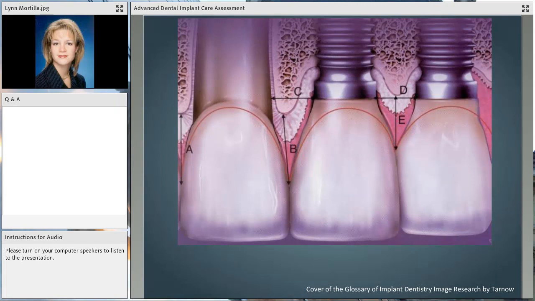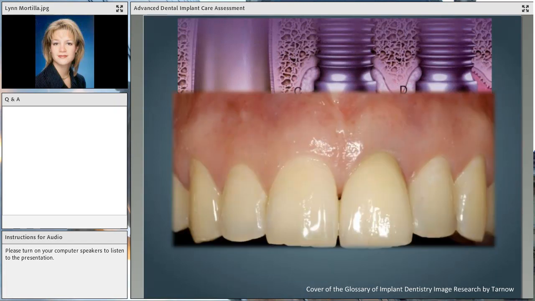There's some great research. This is a sketch by Tarnow. ICOI has a glossary of implant dentistry. In the back of that glossary, all of the millimeters for planning a case to get optimum aesthetic, prosthetic, and bone success are listed. That's what doctors will learn and develop in their treatment planning skills. And when we can apply all of this research, science, and treatment planning, we can hopefully get a great result.